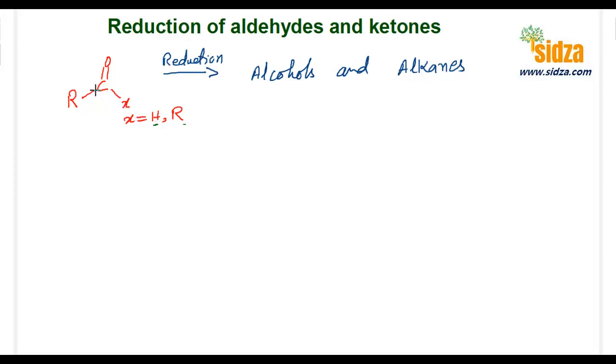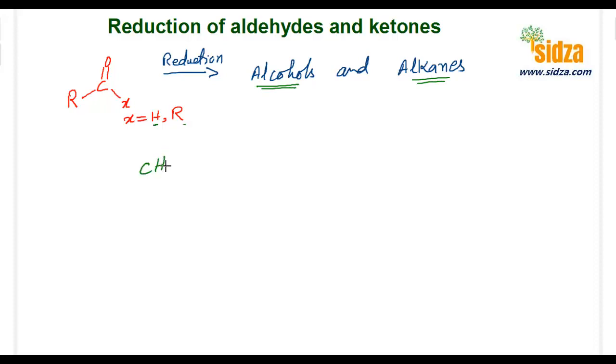So that means aldehydes and ketones, you can reduce them by using different reducing agents into alcohols and also into alkanes, depending on what type of reducing agent we use. So aldehydes can be converted into alcohols, or you can convert them into alkanes. It depends what type of reducing agent, what reduction conditions we use here. So let me take an example.